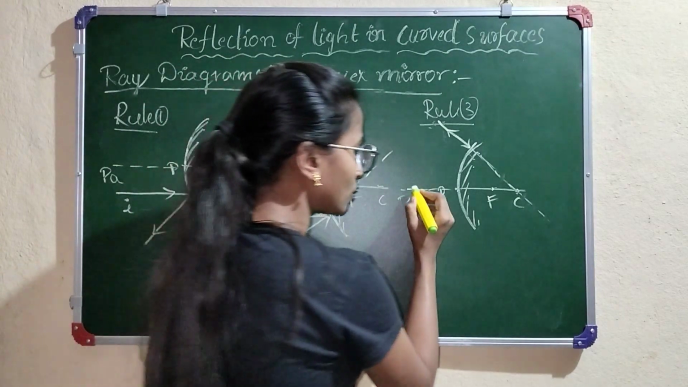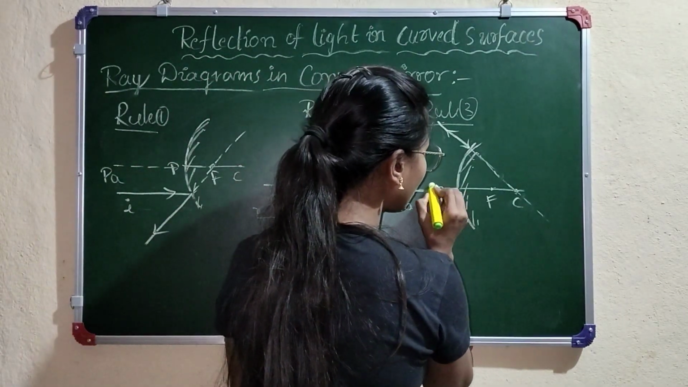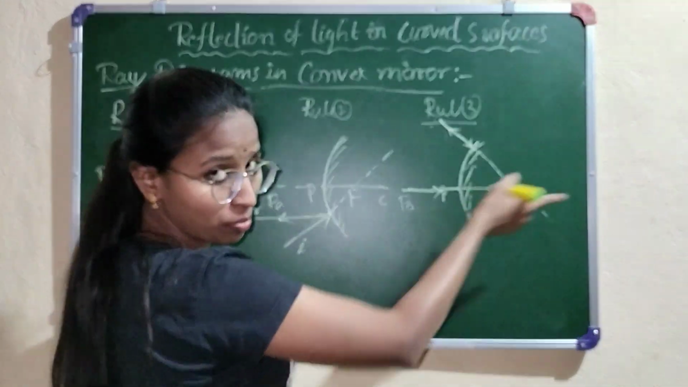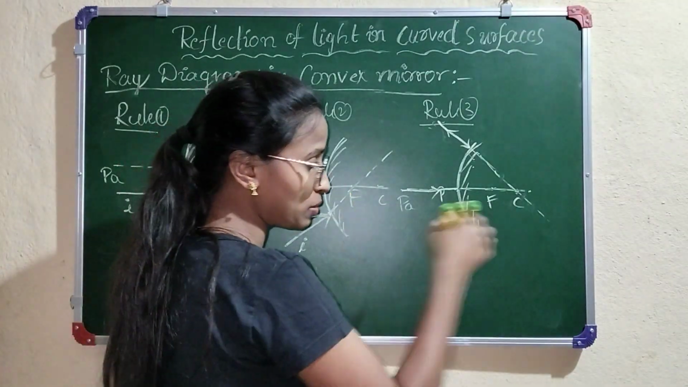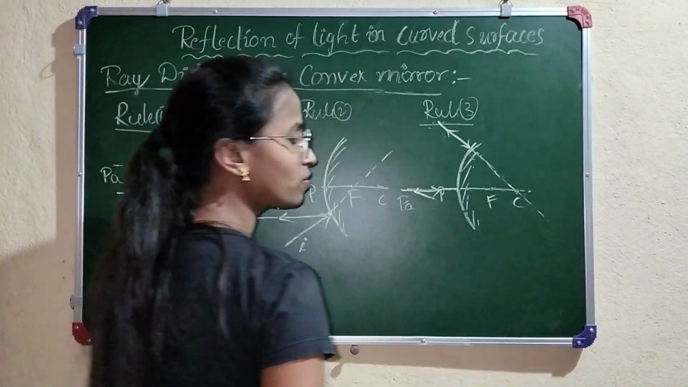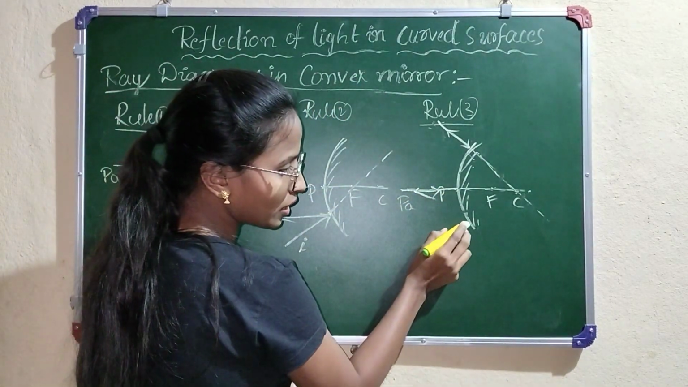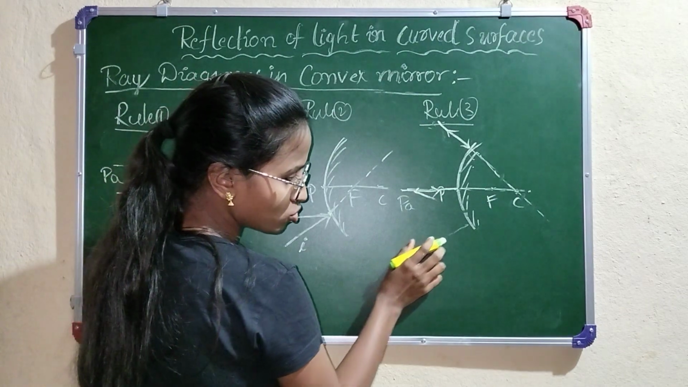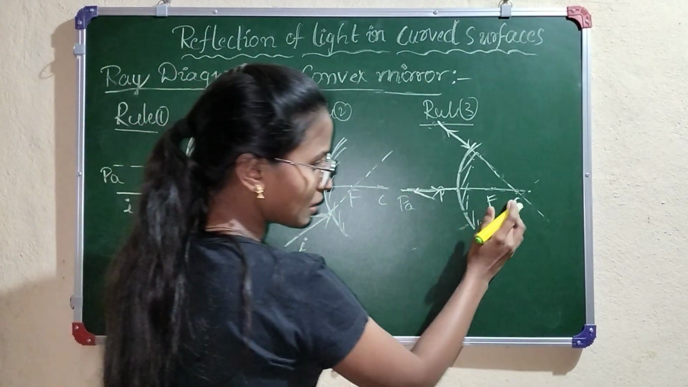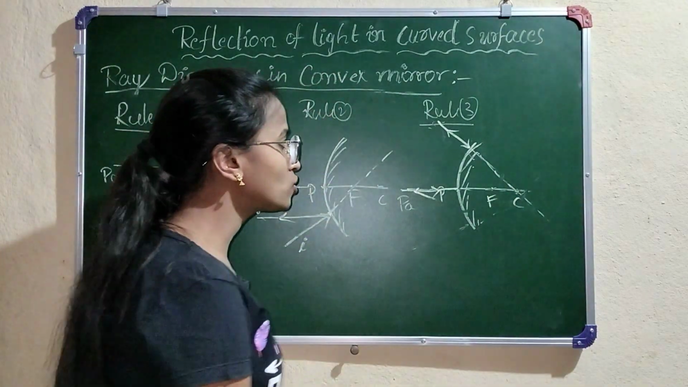Even in the other case also, if the incident ray appears to pass through the center of curvature, which means it appears to pass through the principal axis also, it will also get reflected along the same line. Even I can also draw here. If it appears to pass through the center of curvature, it will also reflect along the same line. Am I clear? This is the third rule.